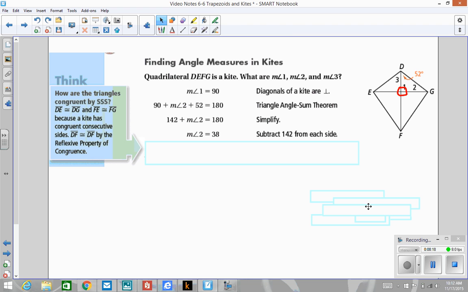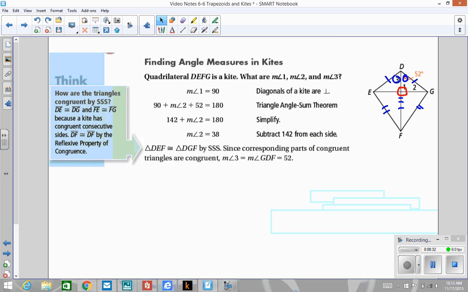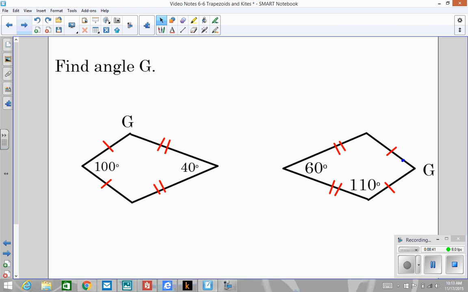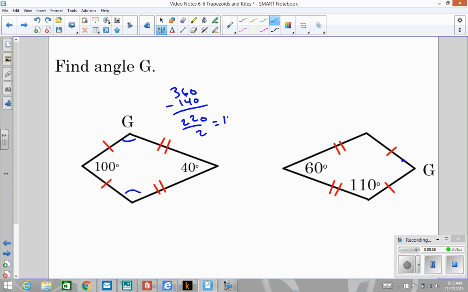Okay? And we know that since we have a kite here and this side is congruent and this side is congruent, and we know this is the reflexive property, this angle here and this angle here have to be the same, which makes angle 3 also equal to 52 degrees. Now, remember I told you that the angles are congruent, so in this case we have 360 degrees in a kite, minus 140 degrees. That leaves me 220 degrees left. And since these are the two congruent angles, we divide this by 2, and that leaves me 110 degrees.